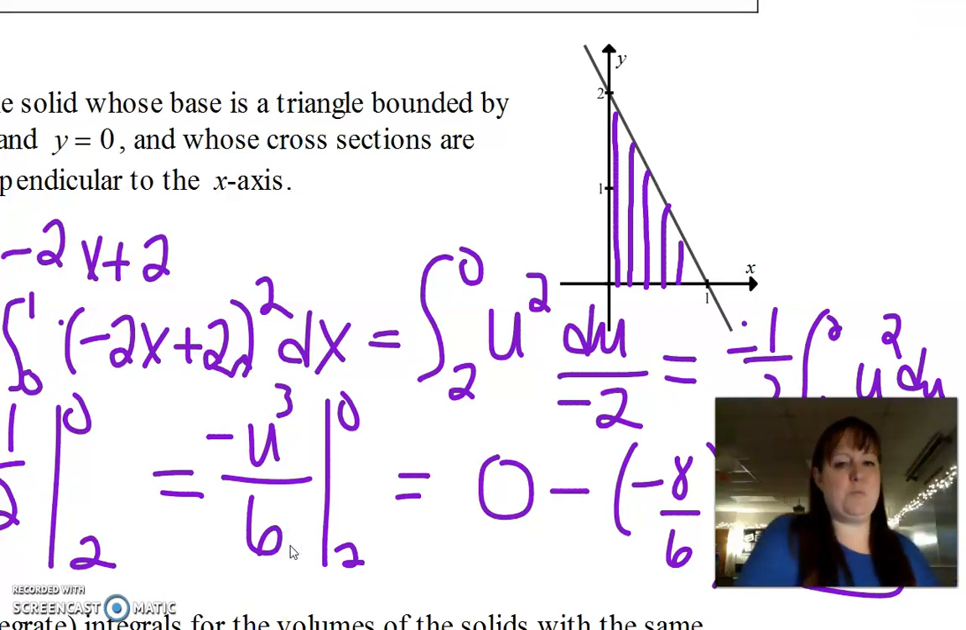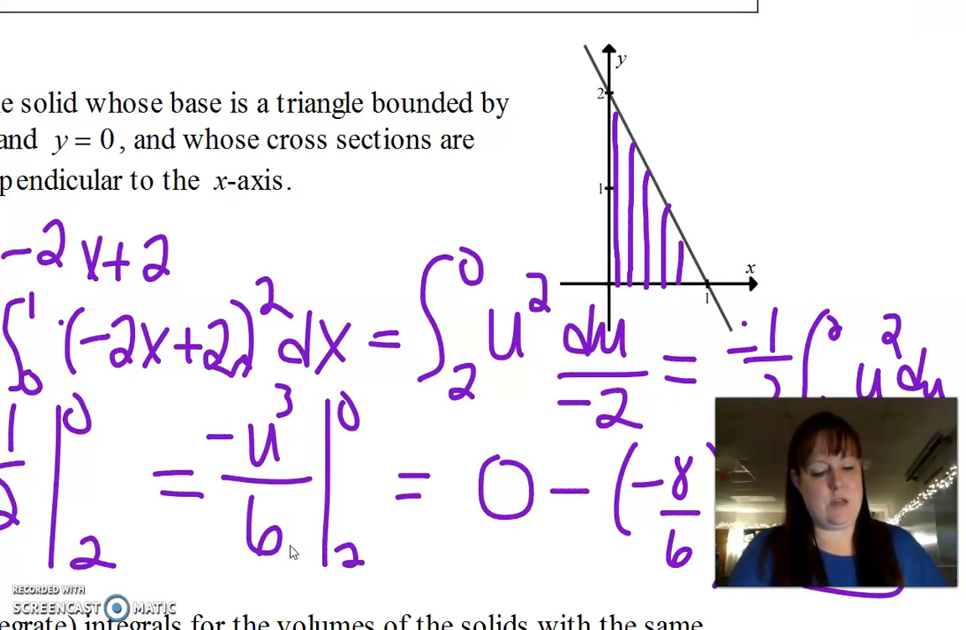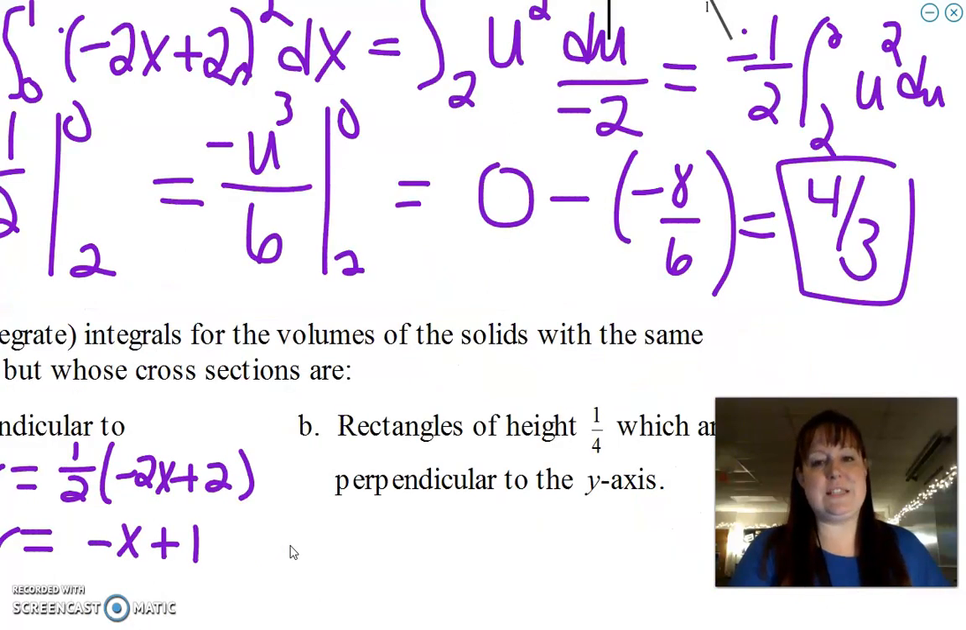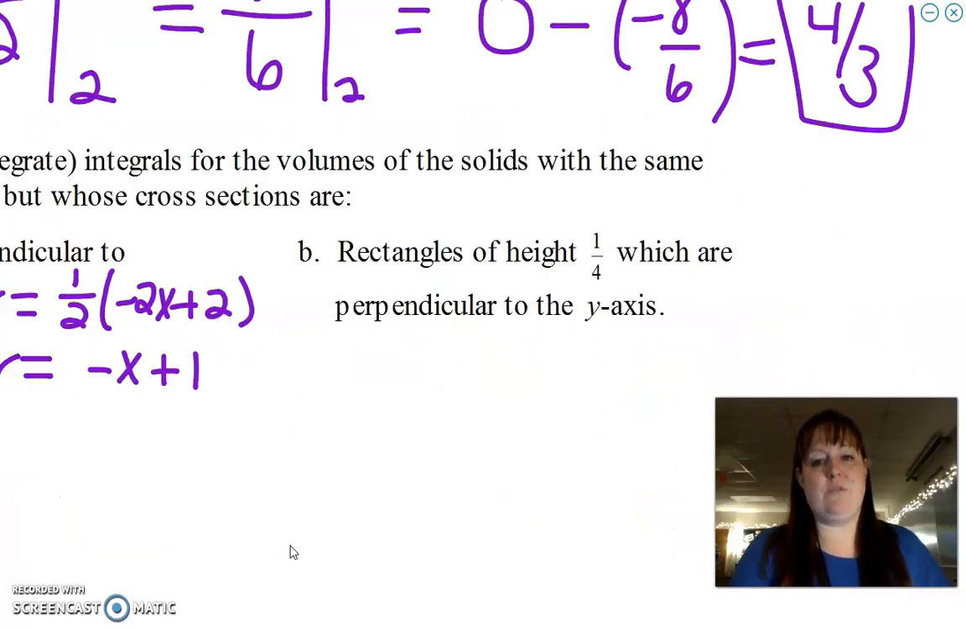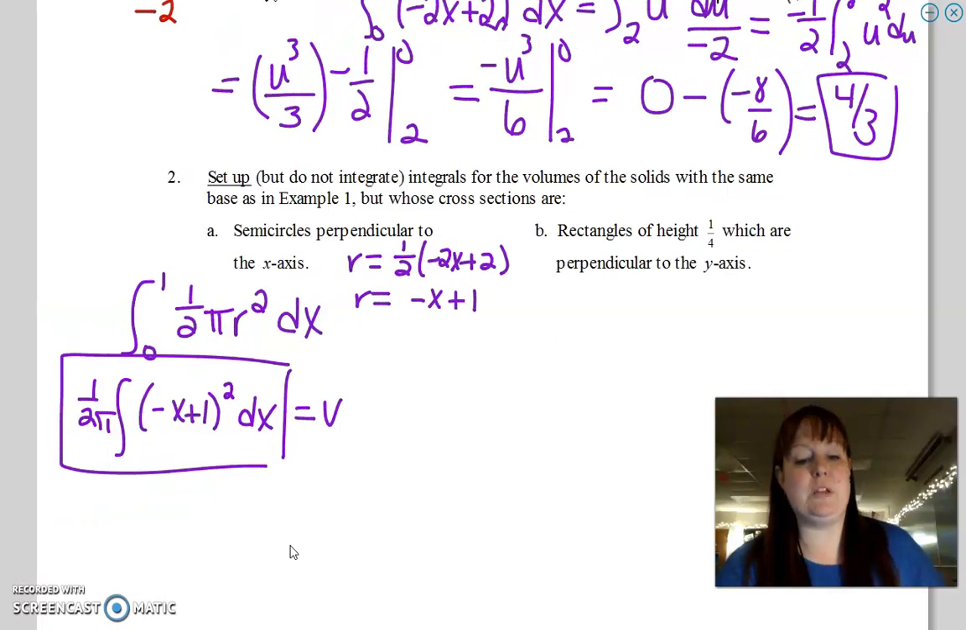All right, let's make this happen in one more video. Okay, so we're going to look at the next one. We are going to use the same base, but this time we're going to have rectangles of height 1/4, which are perpendicular to the y-axis.